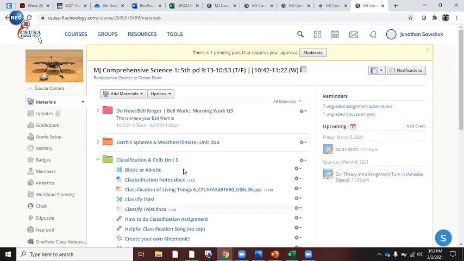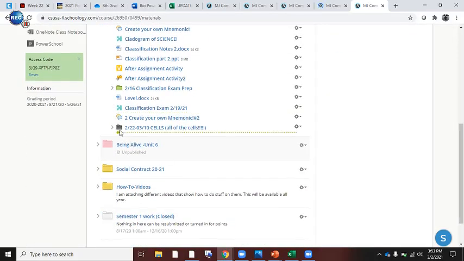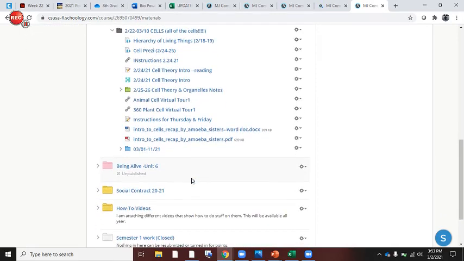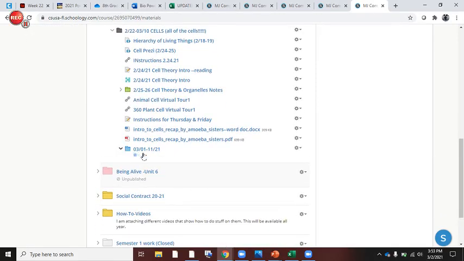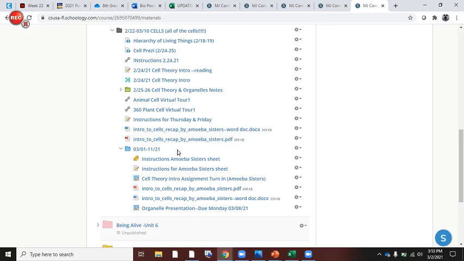I am going to show you how to do the project for our assignment. First thing you gotta do is open up that green folder, classification and cells, unit 5. We're gonna go down to the black cells folder, and we're gonna drive ourselves all the way down to the 0301-1121 folder.